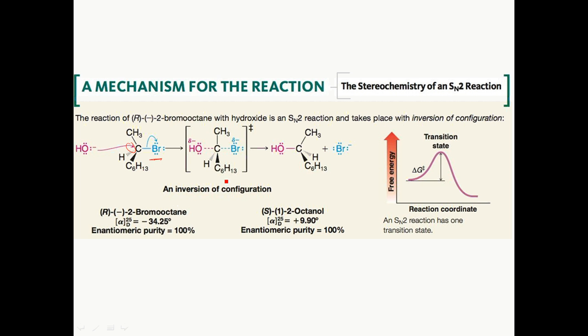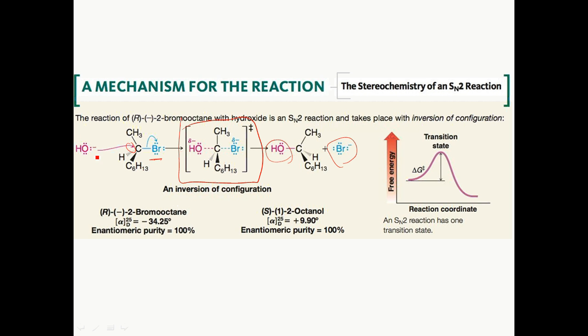Then you get a transition state. This little diagram is how you annotate a transition state, and then finally the bromine gets kicked off and is substituted by hydroxide. That's why we call this a substitution reaction. And if you realize what happens, the stereochemistry gets inverted.